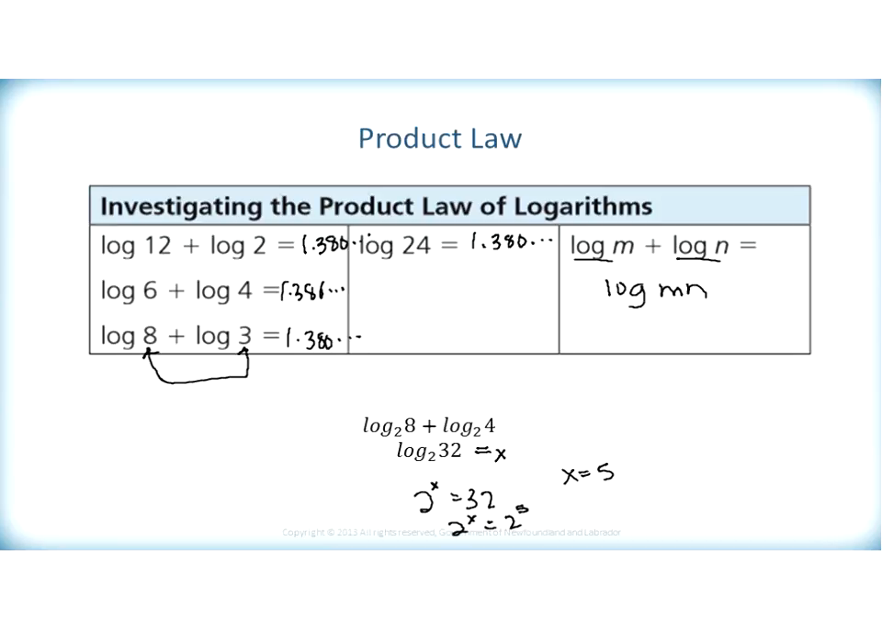Which makes sense, since you can recognize that the base 2 to the power of 3 is 8, so this expression will be 3. Since 2 to the power of 2 is 4, this expression will be 2. And 3 plus 2 gives us 5.